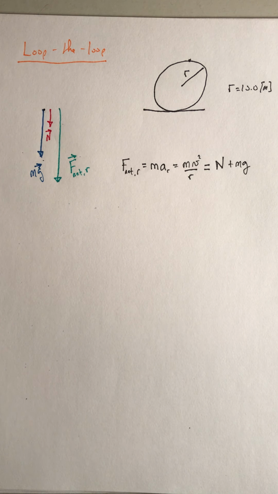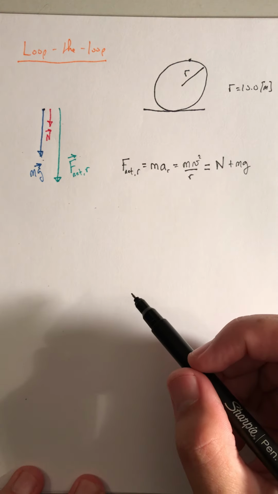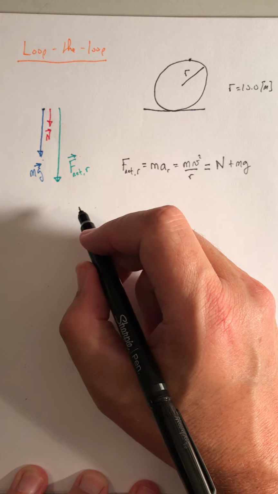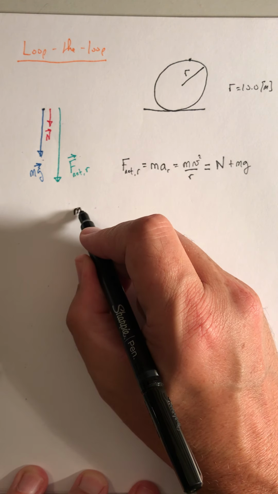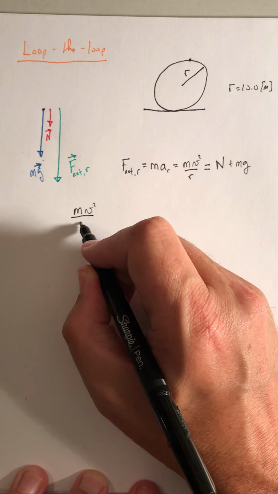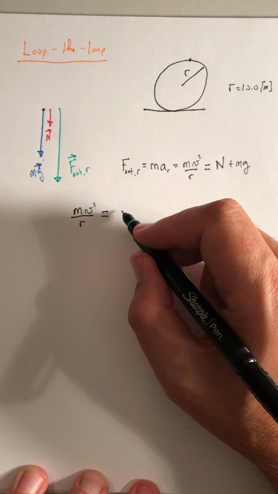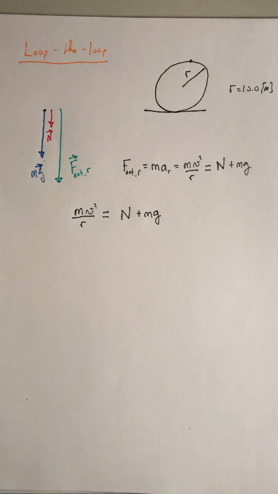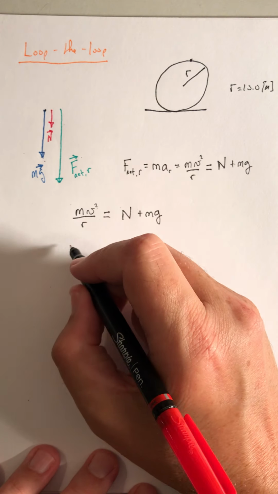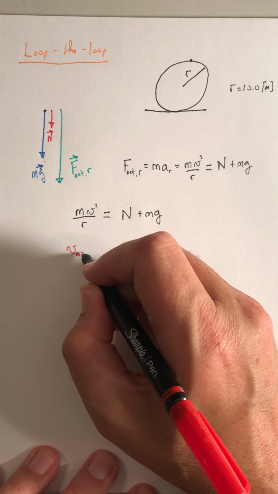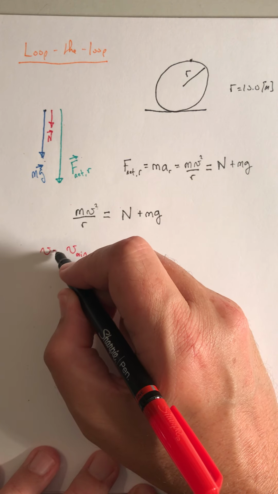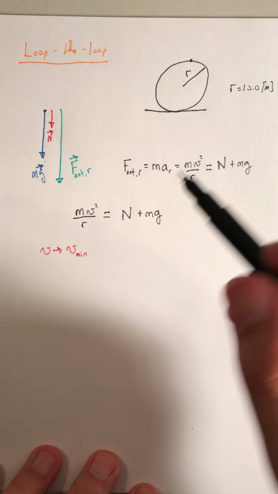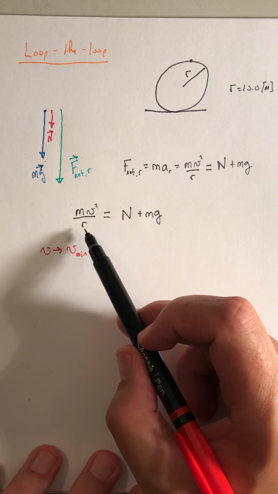Okay. Let me isolate just the last two in that set of equalities. So let's look at just the mv squared over r is equal to N plus the weight. Now when v, the speed, goes to the minimum speed it can make to go around, then the left-hand side is going to be as small as it can be.